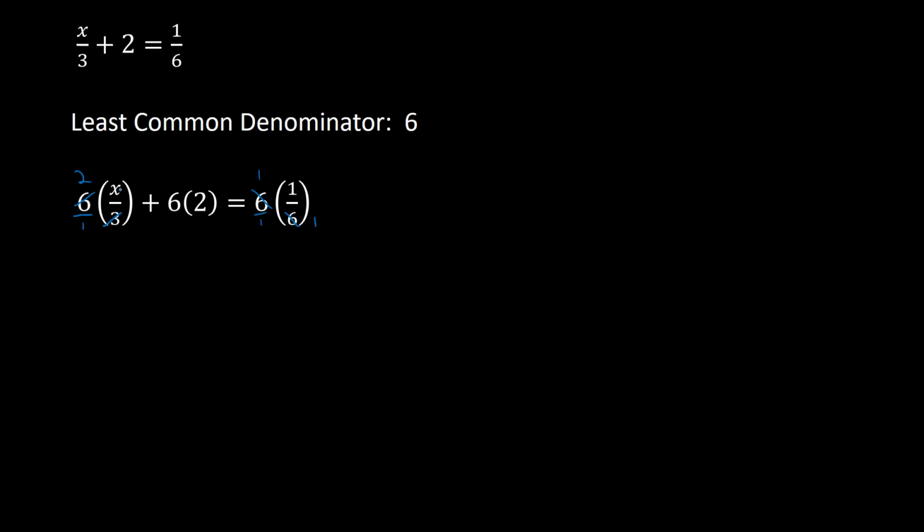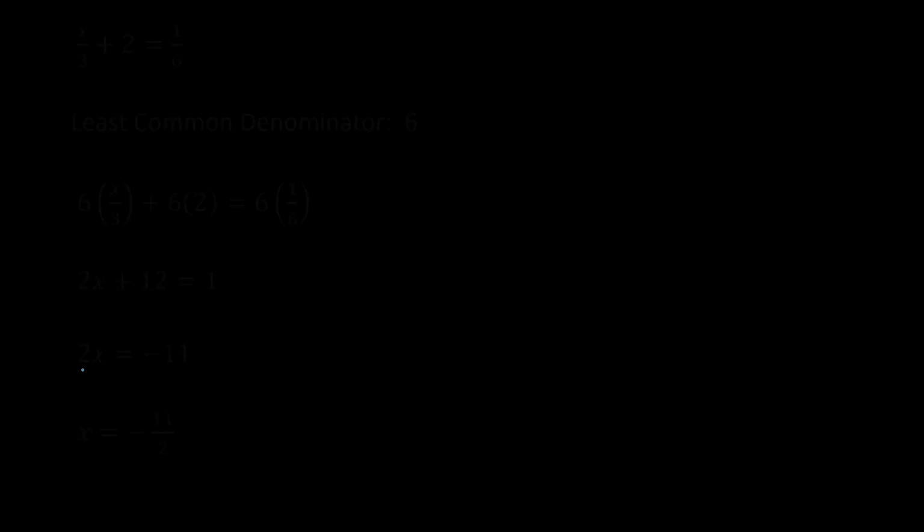So what I have is 2x plus 12 equals 1, which is much easier to solve than with all the fractions. So I can now just subtract the 12 over to get 2x equals negative 11, and then divide both sides by 2. We now have x equals negative 11 over 2. Let me show you one more example.